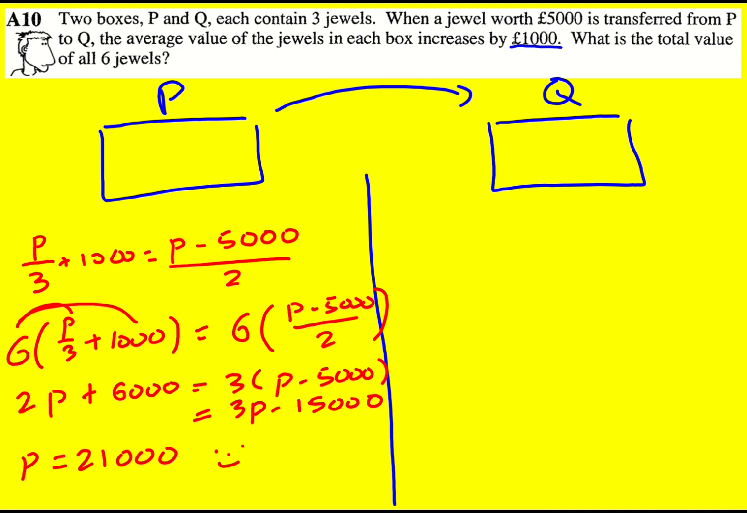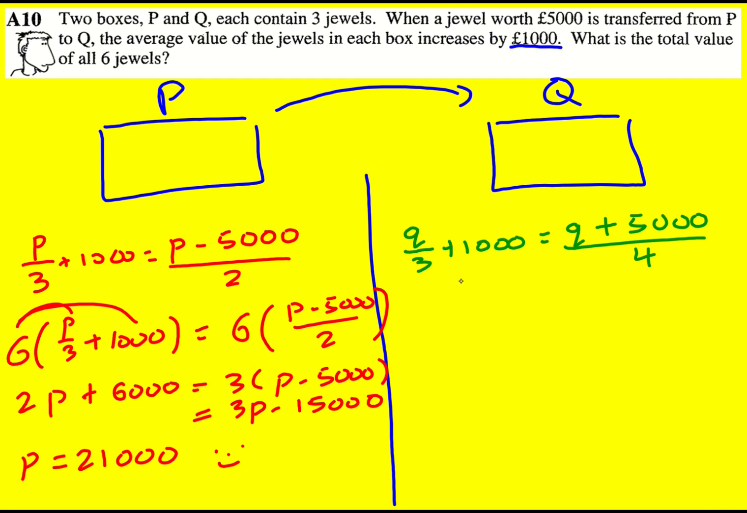Nice, we're halfway there. For Q, it's going to be very similar setup. Originally, we had Q over 3. And afterwards, we've got Q, but this time we're adding the £5,000 jewel, an extra jewel, so we're dividing by 4. This is 1,000 more than the original, so Q over 3 plus 1,000 is going to equal this new value. We've got another equation to deal with.